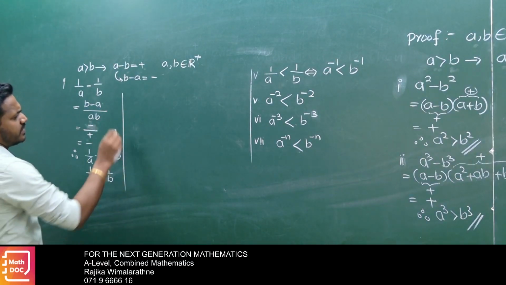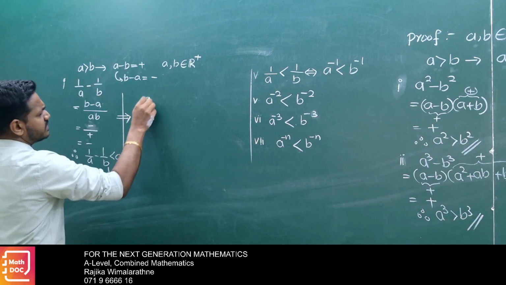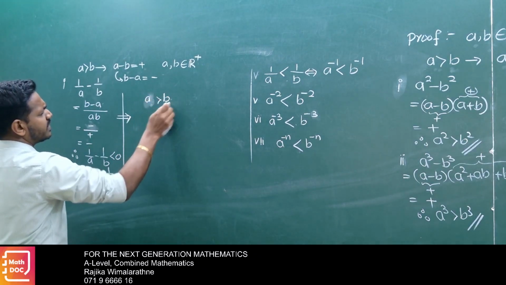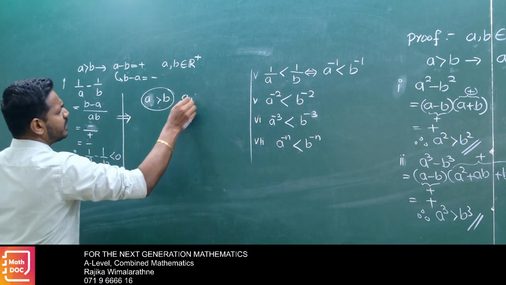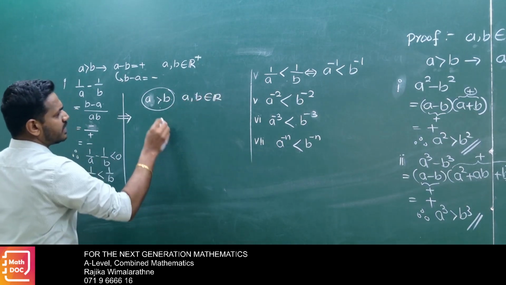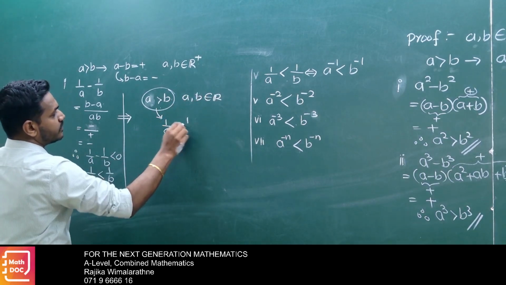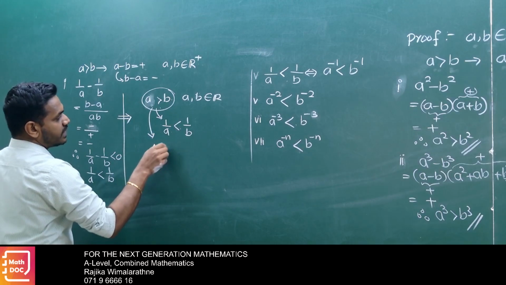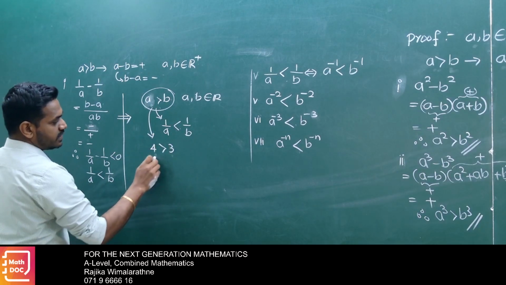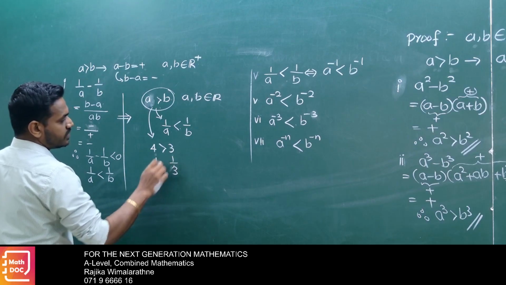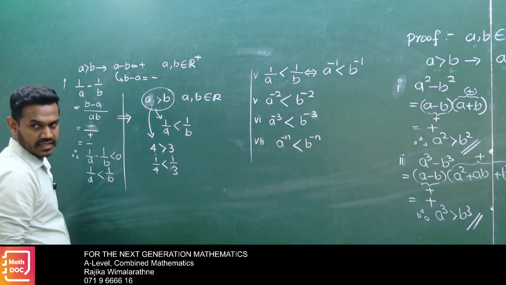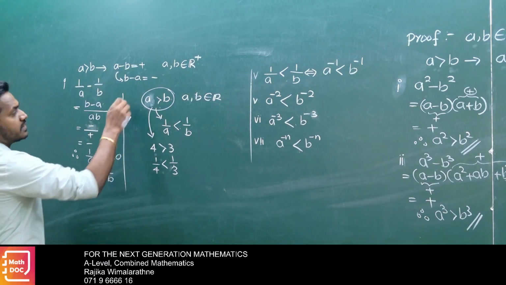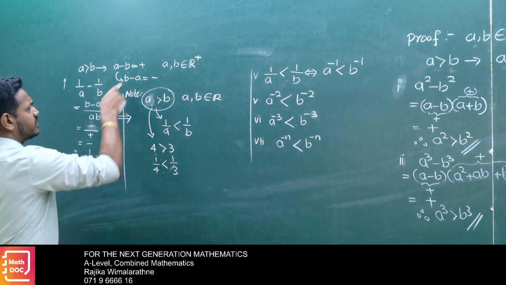Then by this you can say a greater than b, where a, b are positive real numbers. When you take the reciprocals 1 over a, 1 over b, you have to reverse the sign. So see, 4 greater than 3, both sides positive, then 1 over 4, 1 over 3, you have to reverse the sign. Okay, likewise you can do 1 over 4, 1 over 3. Okay, do this proof and note this.